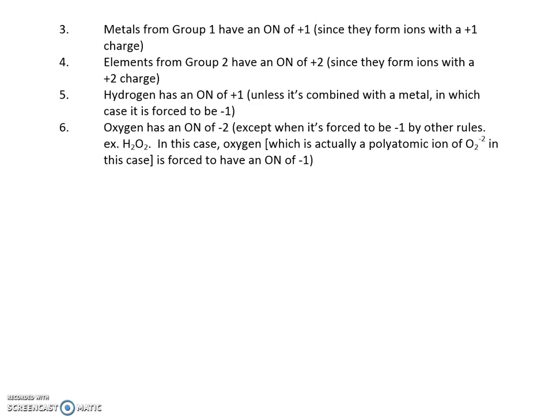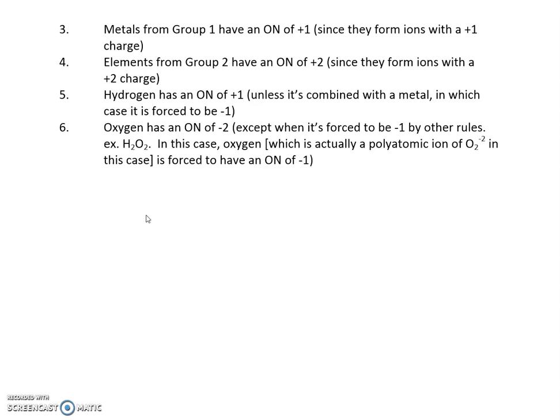Assume that oxygen is negative 2. And then if something goes terribly wrong and you end up with charges that you can't have, try the negative 1. So, for example, H2O2, hydrogen is usually going to be positive 1, unless it's with a metal. Oxygen's not a metal, so it has to be positive 1 there. O2, we have 2 oxygens.